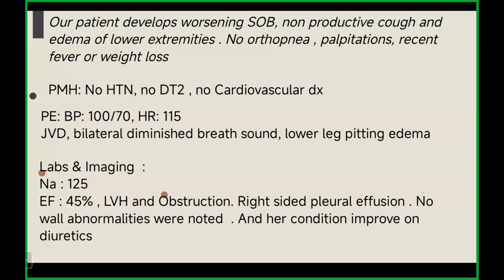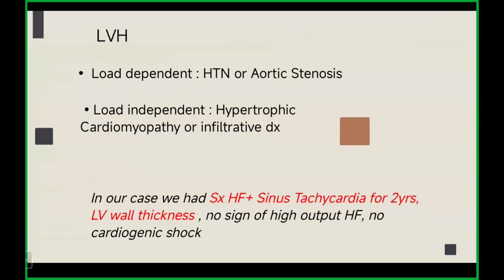So we talk a bit about left ventricular hypertrophy. We ask ourselves, what can be the cause? It's usually load dependent or load independent. In the load dependent causes, we have hypertension or aortic stenosis, and in load independent causes, we have hypertrophic cardiomyopathy or infiltrative disease.